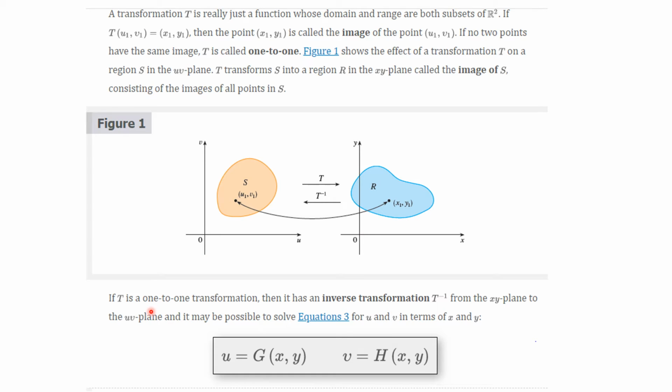And if T is a one-to-one transformation, then there is an inverse, T inverse, from the xy plane to the uv plane, and it may be possible then to solve those equations. So u is equal to capital G of x, y, and v is equal to capital H of x, y. And in practice, we will in fact do this solution.